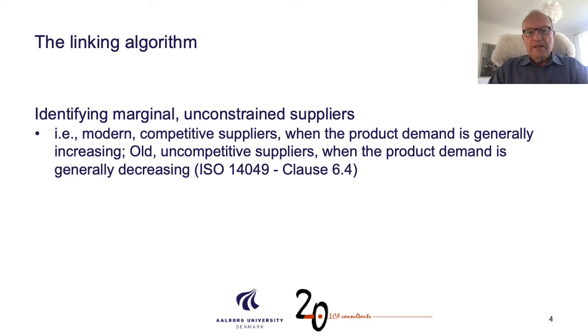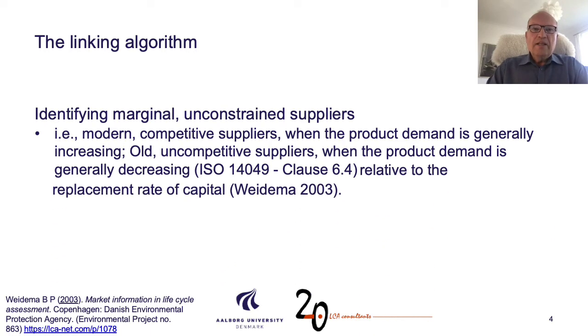This is what we apply in our linking algorithm. To identify the marginal unconstrained suppliers, we look at the modern competitive suppliers when the product demand is generally increasing, and we look at old uncompetitive suppliers when the product demand is generally decreasing. This is basically what ISO 14049 says. However, there is an important addition to this, namely that this difference between increasing and decreasing must be seen relative to the replacement rate of capital. Now, what do I mean by that?